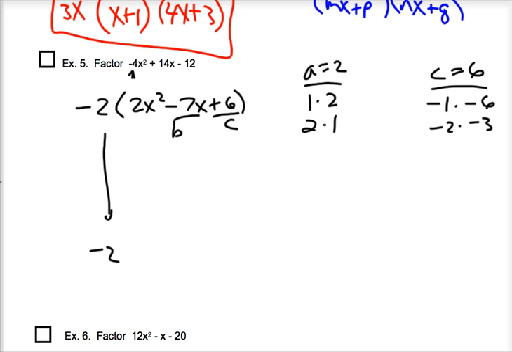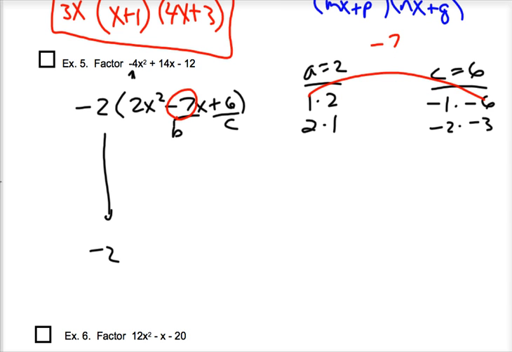Now I'm trying to find the outside plus inside that gets me negative 7. I'm trying to come up with negative 7. So let's try it out. We got negative 6 and negative 2. Well, those add up to negative 8. That didn't work. So I got to try something else.